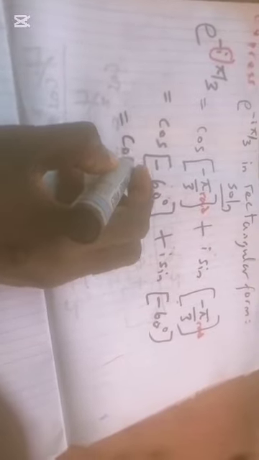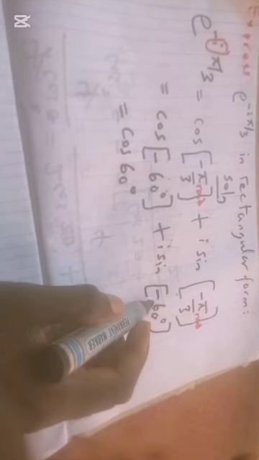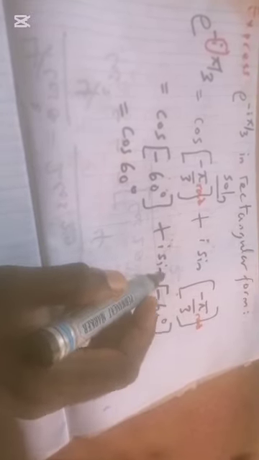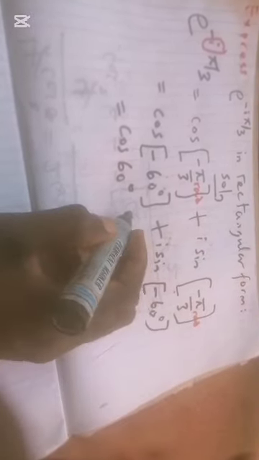And remember what I told you, that anywhere you see cos, it is an even function. So if it sees minus, it will throw it away. So I'm going to throw the minus away. What I have now is cos 60 degrees. But sine, no. If you see minus there, you keep it there because it's an odd function. So minus I sine 60.